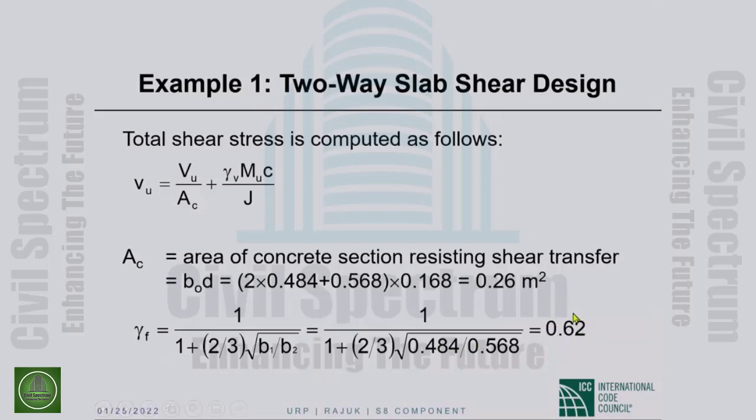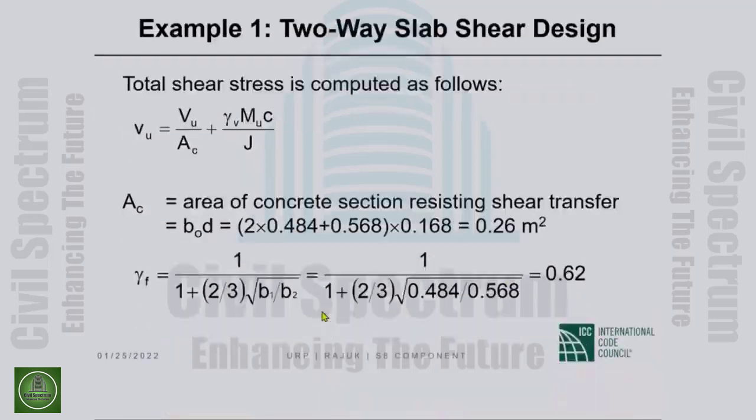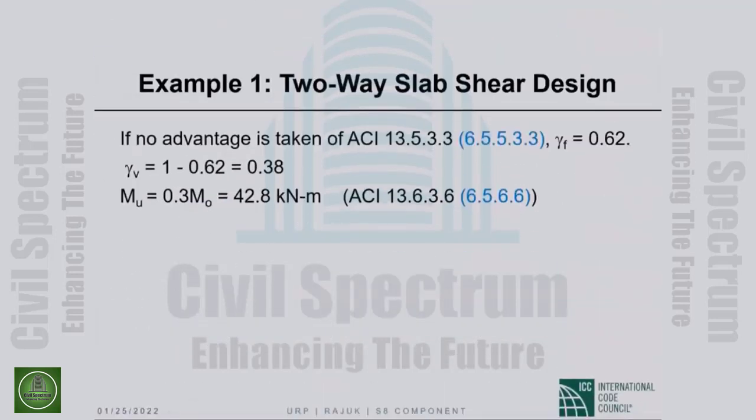62% is transferred by flexure. That will leave 38% to be transferred by shear. And then remember, there was a major quirk. The exterior support section moment is 26% of M sub 0. But when we do the shear calculation, the moment that we have to transfer is 30% of M sub 0.